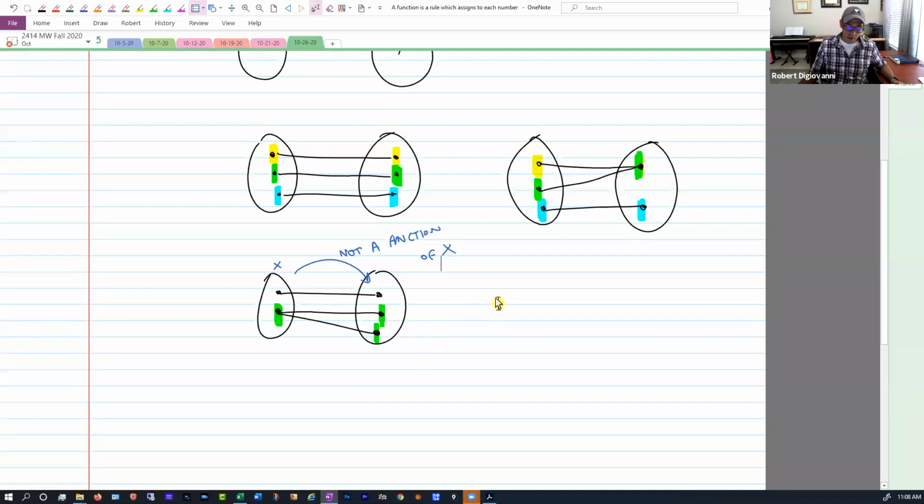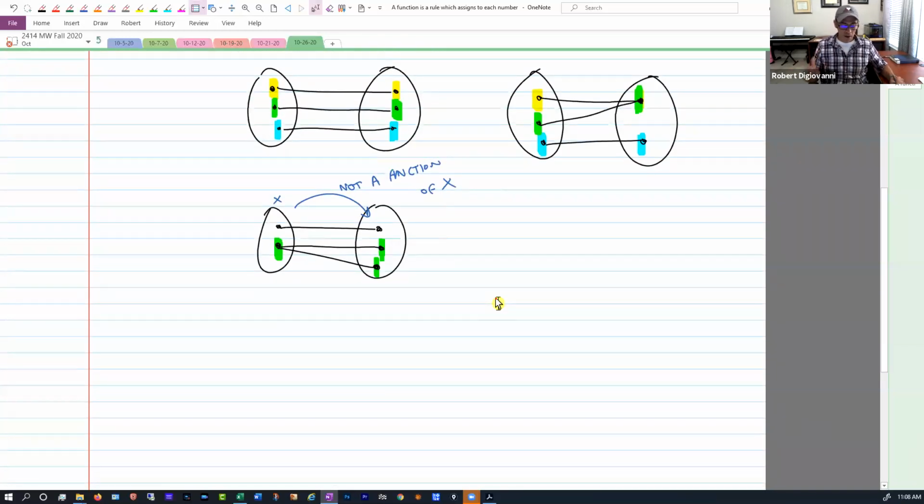Now, let me ask you a question. If these things on the right are the y's, and these are the x's, then this is definitely not a function of x. But could you look backwards the other direction and look at this from right to left as a function of y? So if you look at these as your inputs, do they all go to exactly one place?